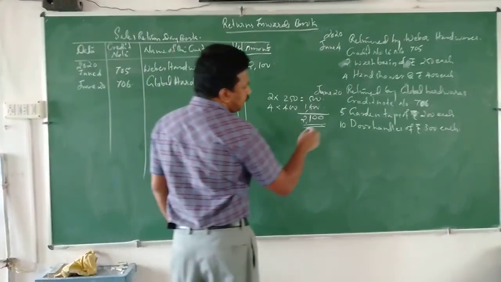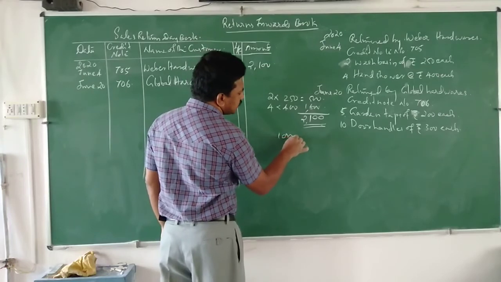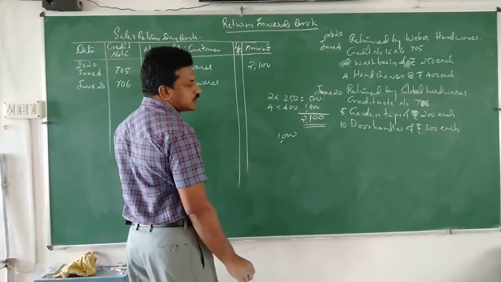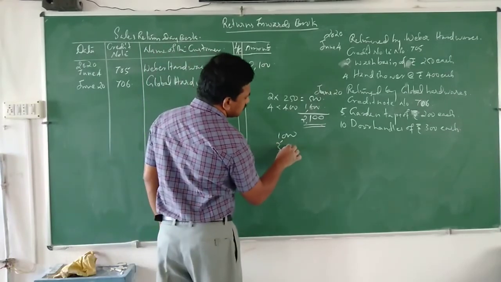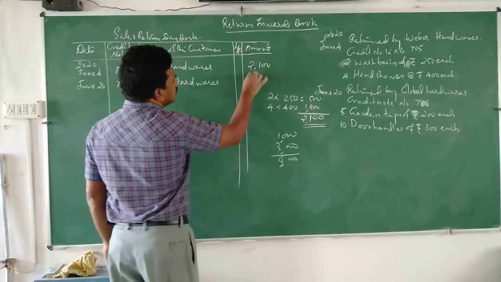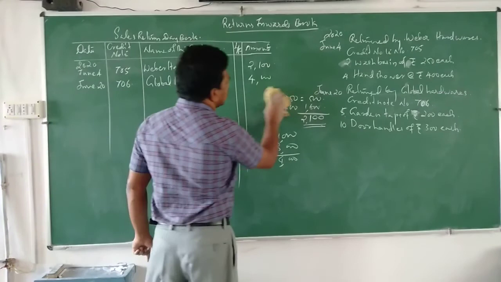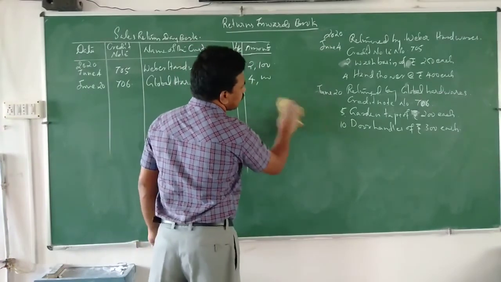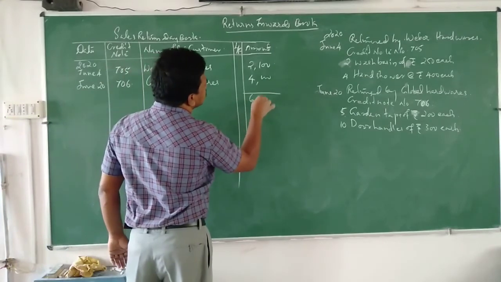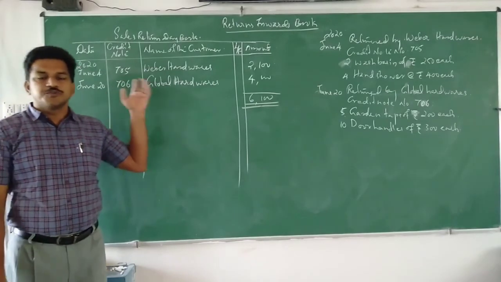So 5 garden taps of rupees 200 each, that means 1000. Then here 10 door handles at the rate of 300 each, so 3000, total 4000. That can be written here. So this is the condition. 6,100 in total. So how to post this?